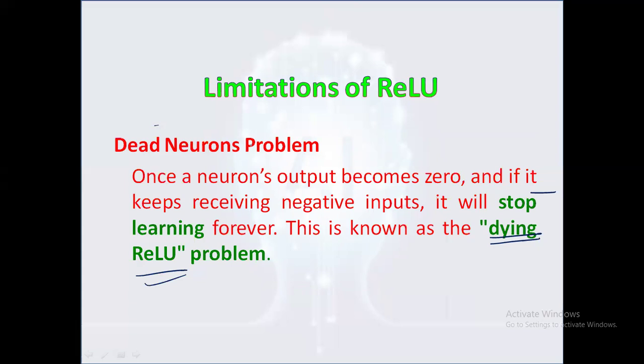rates. Since the gradient is 0 for negative inputs, these neurons effectively become inactive and contribute nothing to the learning process. If a significant portion of a network's neurons die, so what will happen? The model may underfit and fail to generalize well. This problem has motivated the development of several alternatives and variants to ReLU.